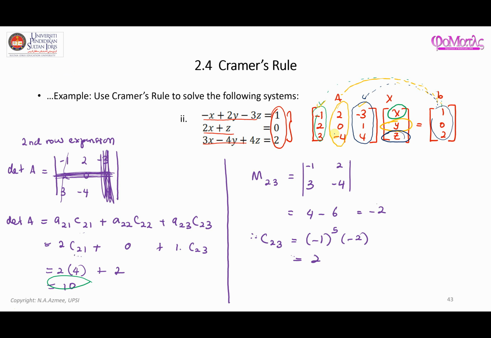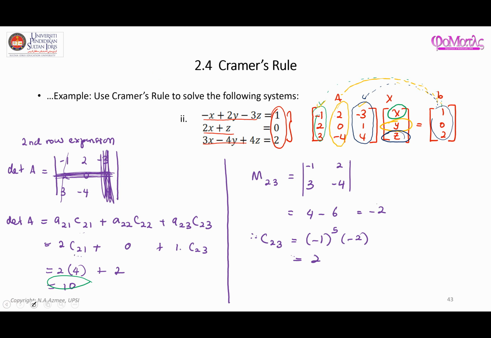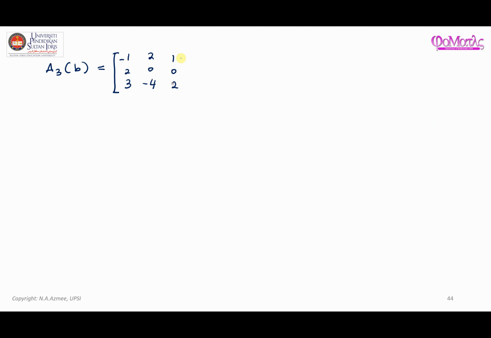Let's write down our new matrix A3B. This is obtained by, first, we're going to write down all the values of matrix A from the first column up to the second column. So negative 1, 2, 3, 2, 0, negative 4. And then the third column here will be replaced with matrix B, which is 1, 0, 2.